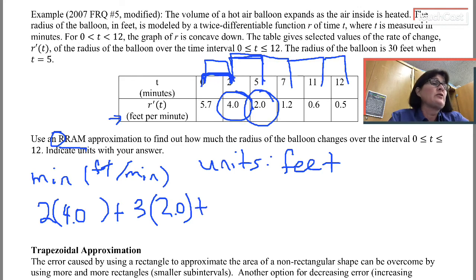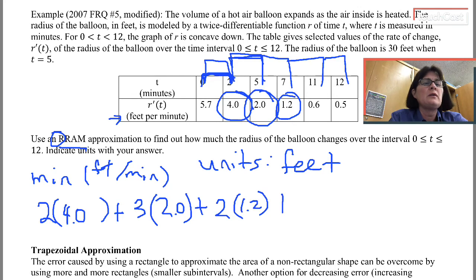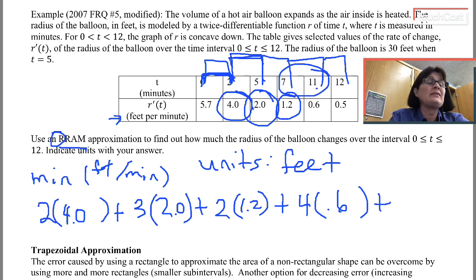My third rectangle covers from 5 to 7. That's a distance across of 2. I'm going to multiply by the output value at the right-hand side of the interval, in this case 1.2. My next rectangle covers from 7 to 11. That has a width of 4 minutes. Has a height of 0.6. And my last rectangle covers from 11 to 12. That's only a difference of 1 minute and has a height of 0.5.